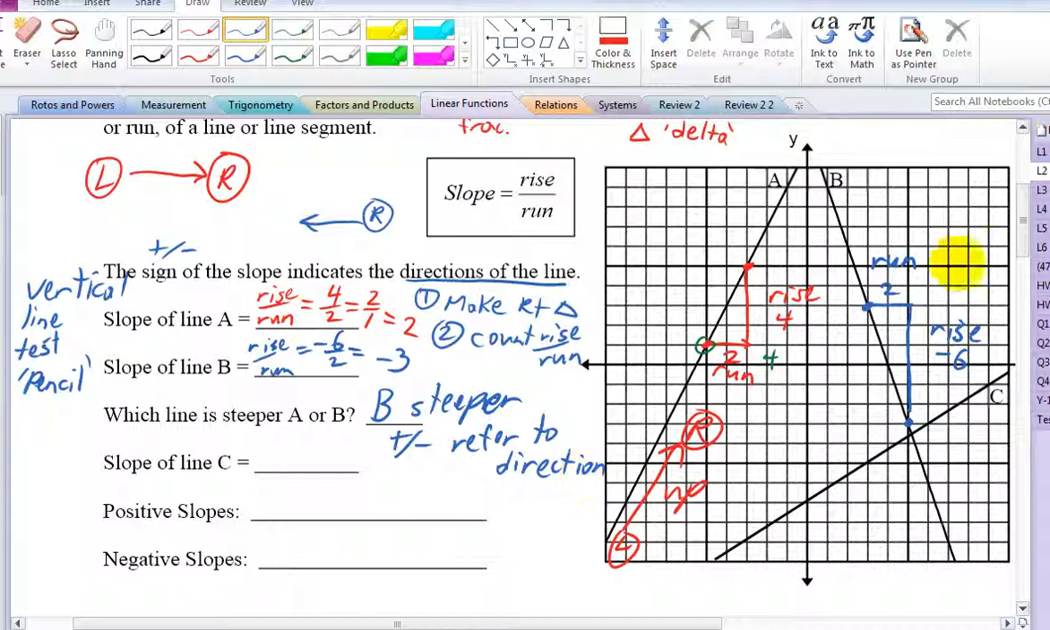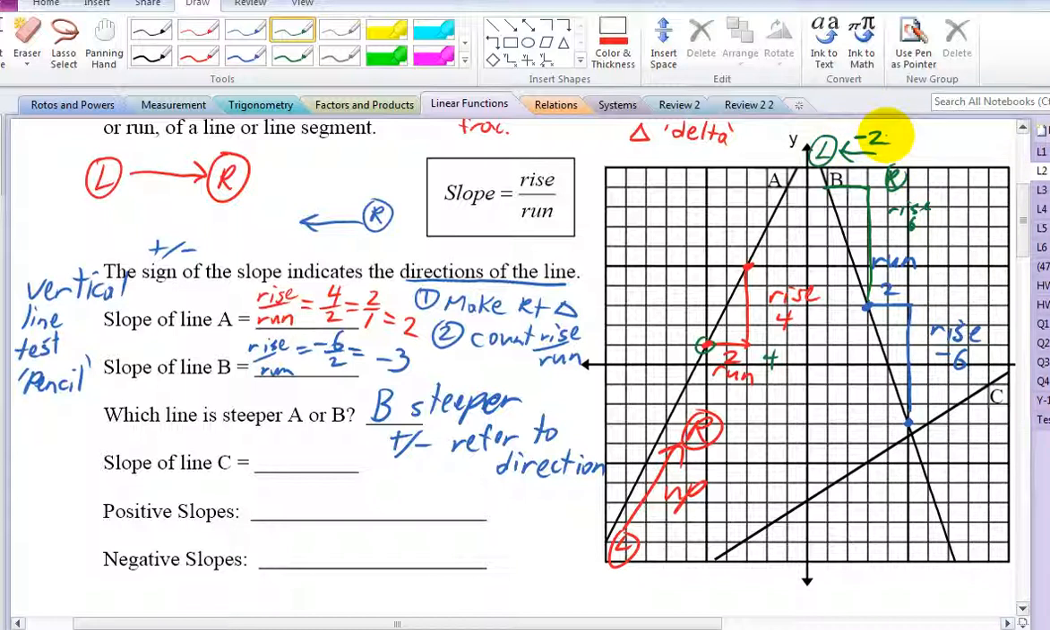Good. Now again, you could have calculated your slope backwards. Watch this in green. I could have gone up 6, so I could have got a rise of 6. But then if I'm going from my right to my left, what would be my run?